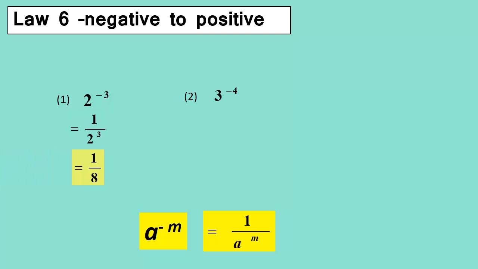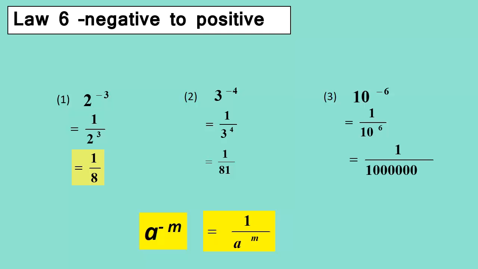Second example, 3 raised to minus 4. This negative can be converted to positive by writing 1 upon 3 raised to 4, and the answer is 1 upon 81. 10 raised to minus 6, again 1 upon 10 raised to 6, and the answer will be 6 zeros after 1. In short, a raised to minus m is equal to 1 upon a raised to plus m. And the reverse way also, if a raised to m, then it will be 1 upon a raised to minus m.